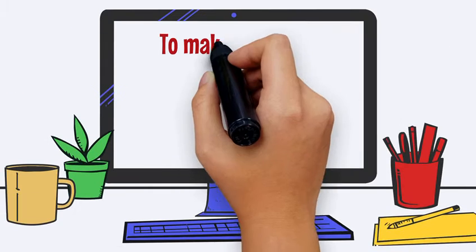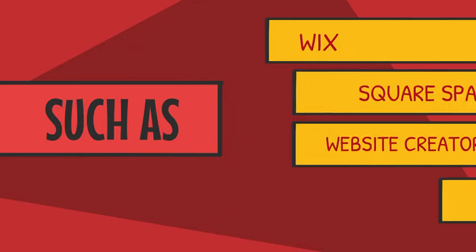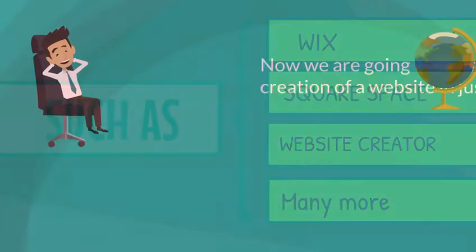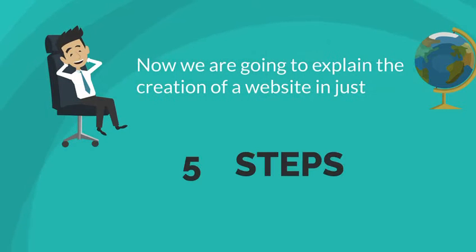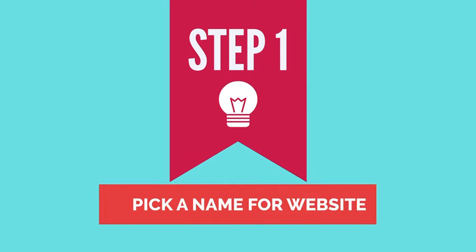To make a website, there are several platforms that allow making a website in just easy steps without knowing any coding and programming, such as Wix, Squarespace, Website Creator, etc. Now we are going to explain the creation of a website in just 5 steps. So the first step is to pick a name for your website.